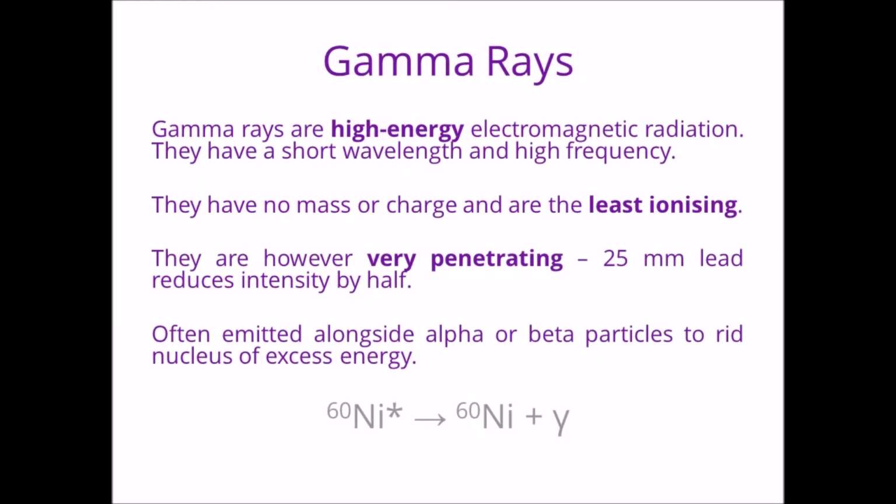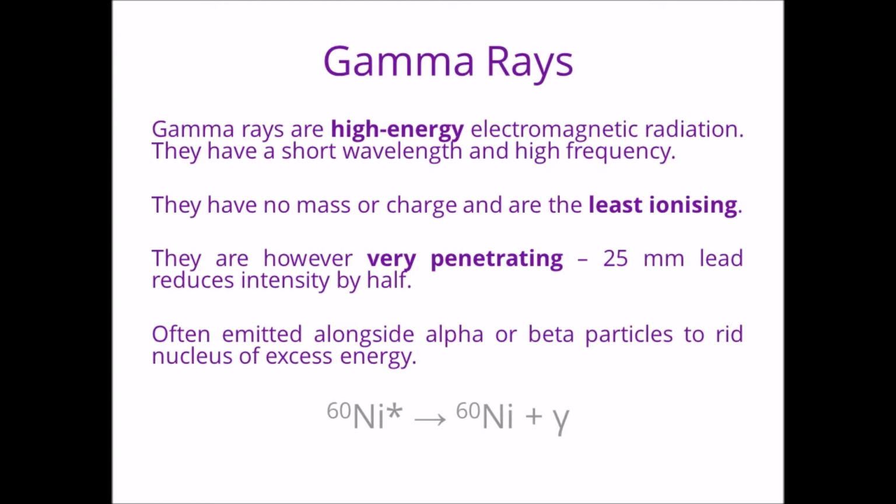Last up are gamma rays. So gamma rays are high energy electromagnetic radiation, the highest energy electromagnetic radiation we classify. They've got a very, very short wavelength and are very high frequency. But because they have no mass or charge, they are the least ionizing. They are, however, very penetrating, so they will pass straight through a human body. If we want to attempt to absorb gamma rays, 25mm thick lead will reduce the intensity by about half.